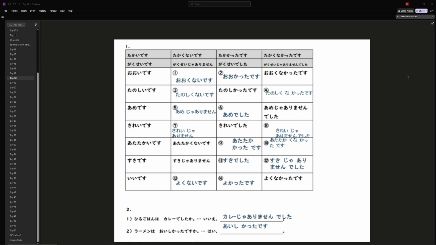Like all of these conjugations we've been working with for the past handful of days have pretty much all been adjectives or nouns. Okay. All right. So, tanoshikatta desu to tanoshikunakatta desu. And this is tanoshikunakatta. Past negative? Okay.